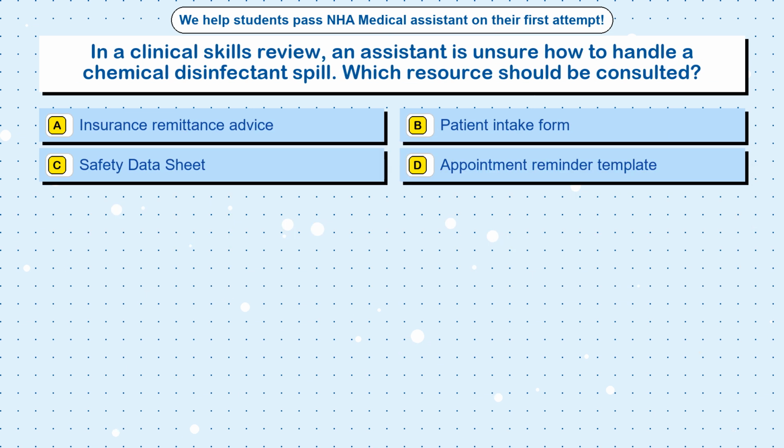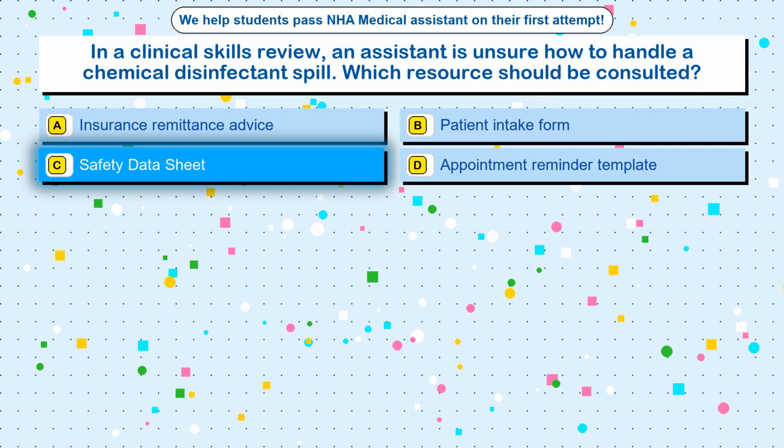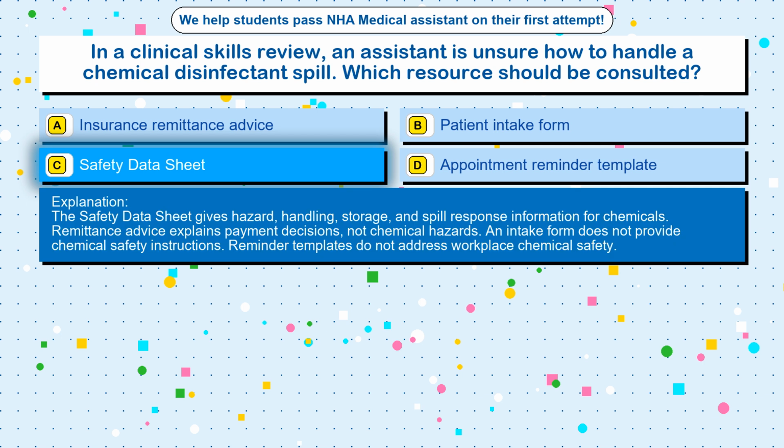Question 91. In a clinical skills review, an assistant is unsure how to handle a chemical disinfectant spill. Which resource should be consulted? Option A. Insurance remittance advice. Option B. Patient intake form. Option C. Safety data sheet. Option D. Appointment reminder template. The correct answer is option C. Safety data sheet. The safety data sheet gives hazard, handling, storage, and spill response information for chemicals.